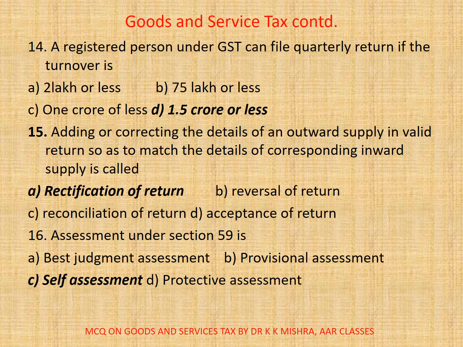1.5 crore or less. 15. Adding or correcting the details of an outward supply in valid return so as to match the details of corresponding inward supply is called A. Rectification of return, B. Reversal of return, C. Reconciliation of return, D. Acceptance of return. Here correct option is A. Rectification of return. 16. Assessment under section 59 is A. Best judgment assessment, B. Provisional assessment, C. Self assessment, D. Protective assessment. Correct option is C. Self assessment.